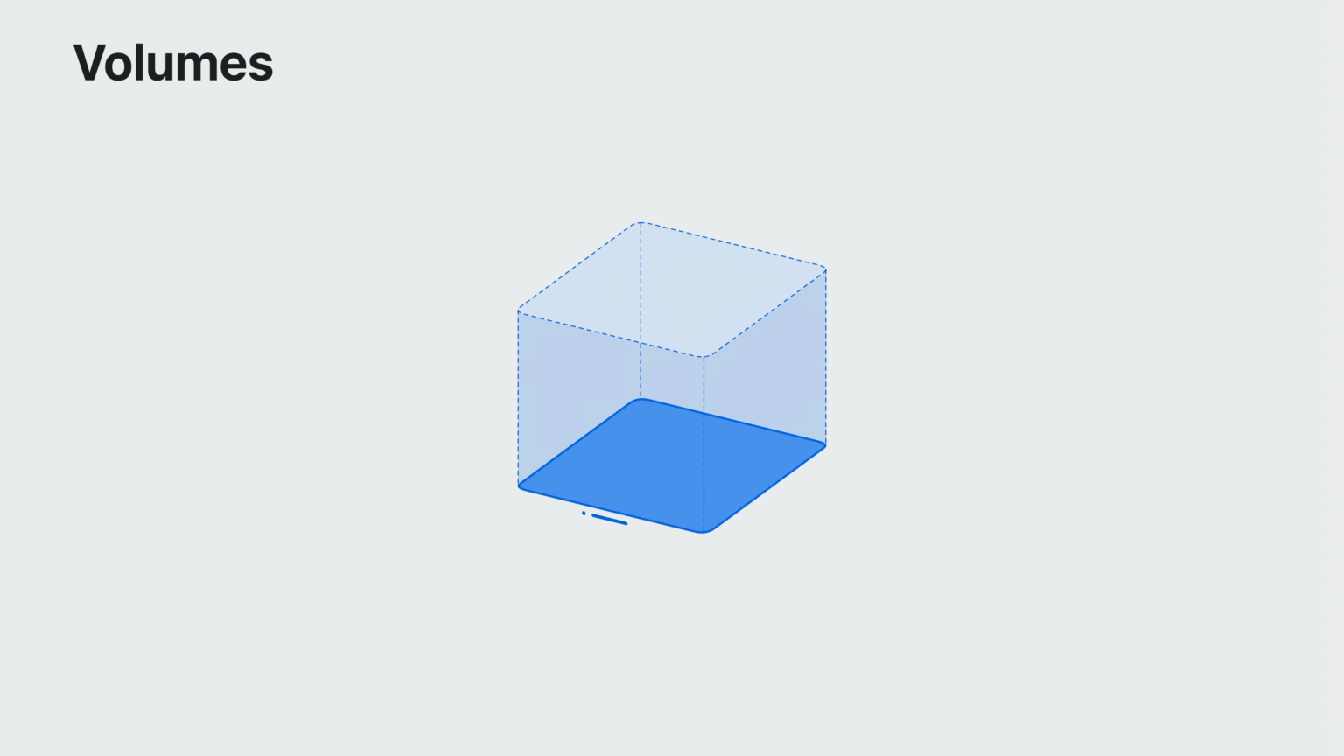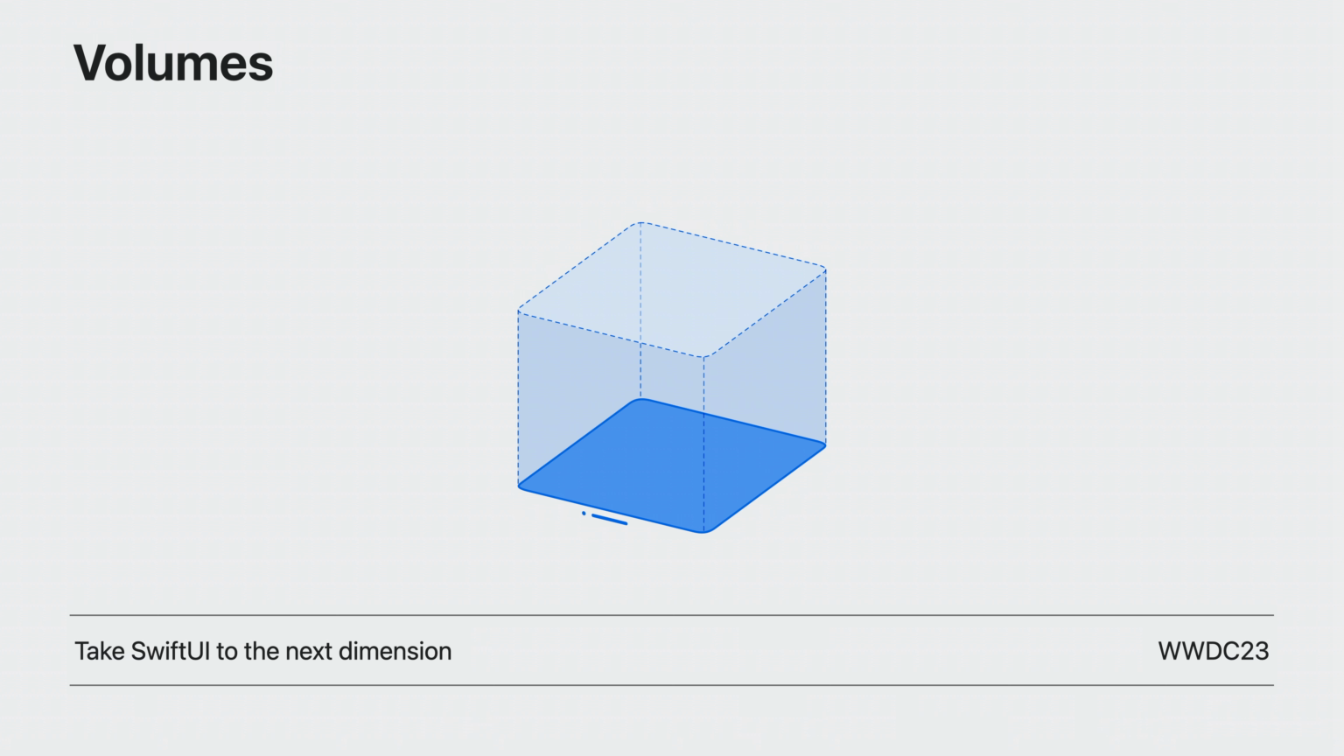Volumes are designed to present primarily 3D content. Their sizes in all three dimensions are controlled by the app itself, but cannot be adjusted by the person using the app. Like Windows, volumes will generally be shown alongside other running apps. The session Take SwiftUI to the Next Dimension provides more information about the volume scene type.